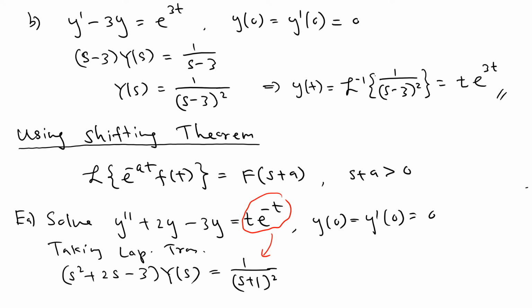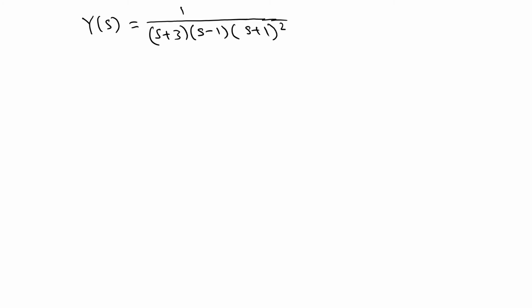Now what we can do is look at the factors of this. So what are the factors? The factors are s plus 3 and s minus 1. So we can divide by those. Let's see what happens when you divide. You're going to get Y(s) equals 1 over (s plus 3), and then (s minus 1), and then (s plus 1) squared.